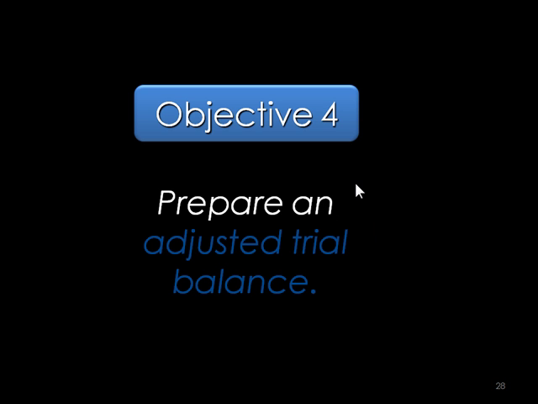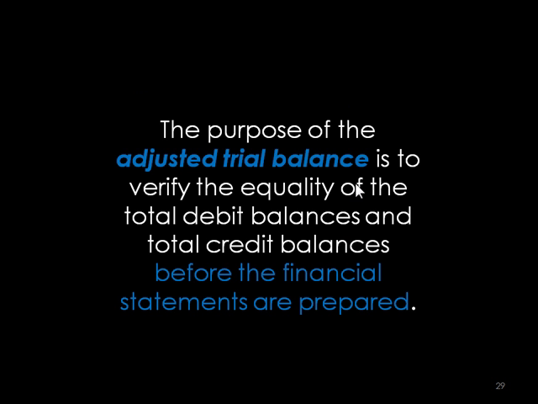Okay, objective 4 is to prepare an adjusted trial balance. So once you're all done, the purpose of the adjusted trial balance is to verify the equality of the total debit balances and the total credit balances before the financial statements are prepared.